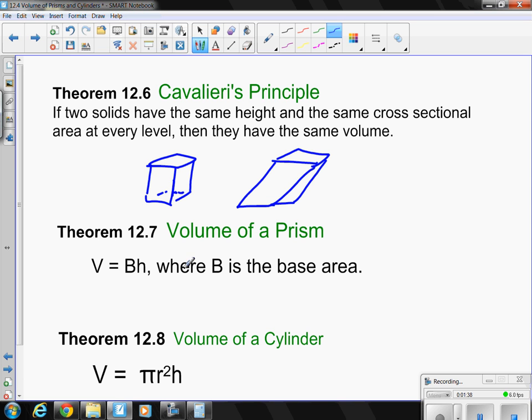So basically what happens is the volume of a prism is the base area times the height, and this formula does not have to be a regular prism. Like for the pyramid, the base doesn't have to be regular, and this thing can be slanted. The volume will be the same.